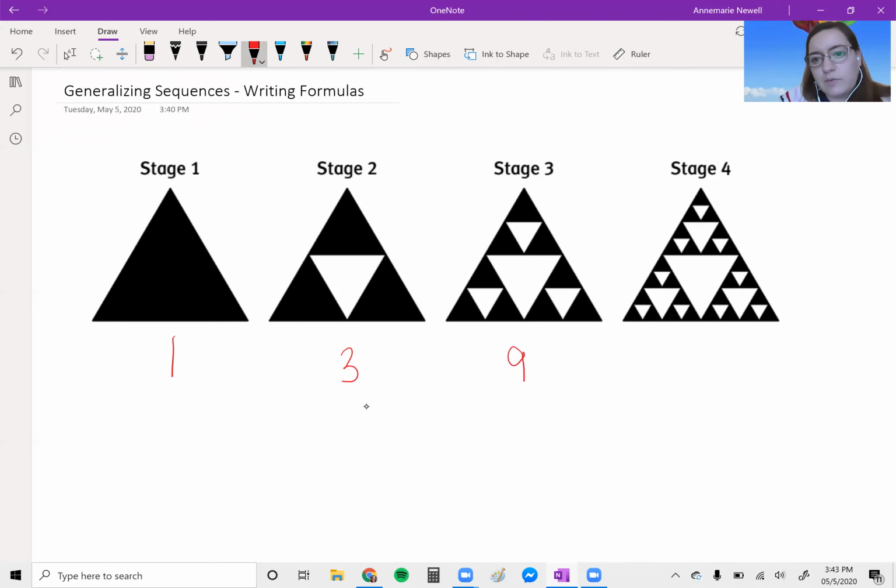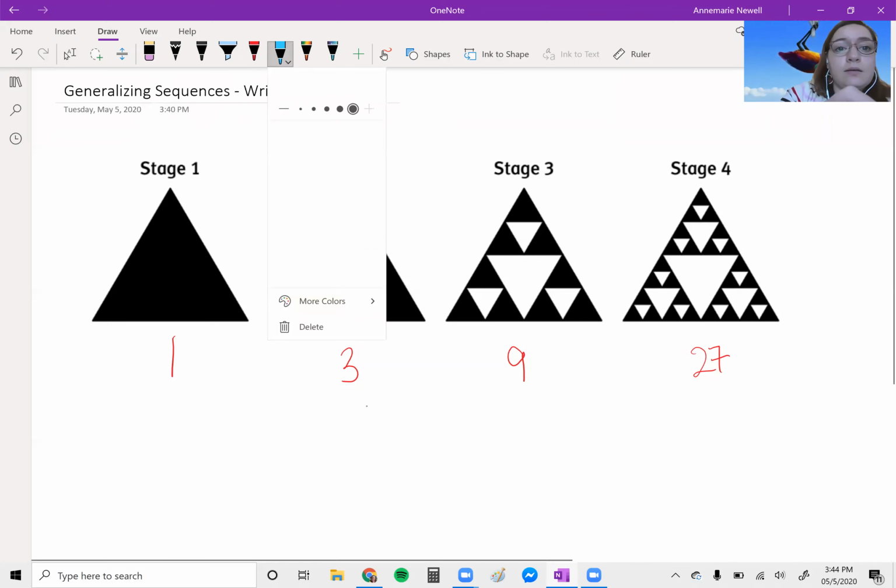Do we see a pattern? Can we figure it out? I don't want to count these, but: 1, 2, 3, 4, 5, 6, 7, 8, 9, 10, 11, 12, 13, 14, 15, 16, 17, 18, 19, 20, 21, 22, 23, 24, 25, 26, 27. There are 27 triangles. Do you notice anything about these numbers? Do you notice patterns? Do you notice how they're growing? How do you get from 1 to 3 and from 3 to 9 and from 9 to 27?